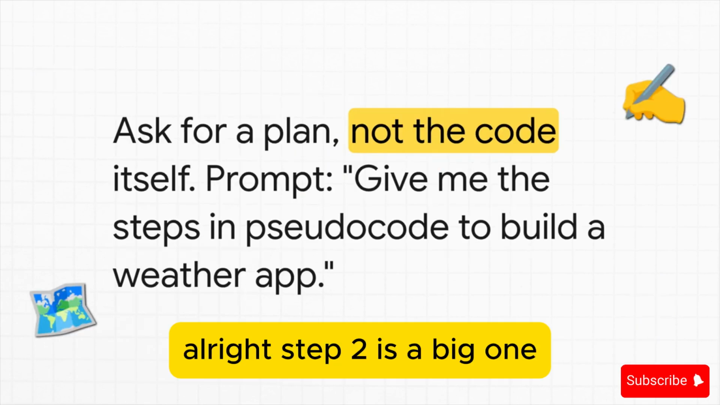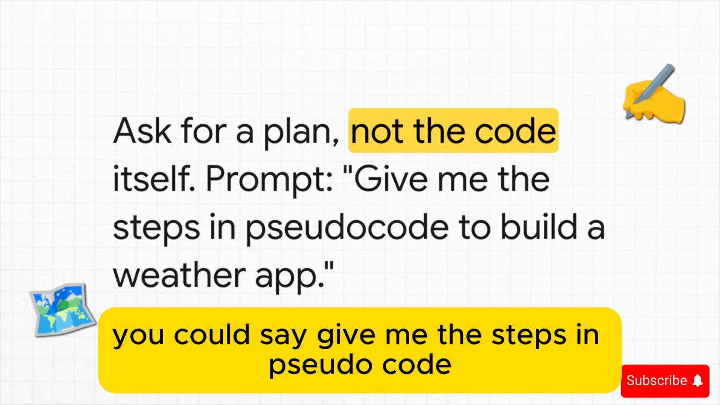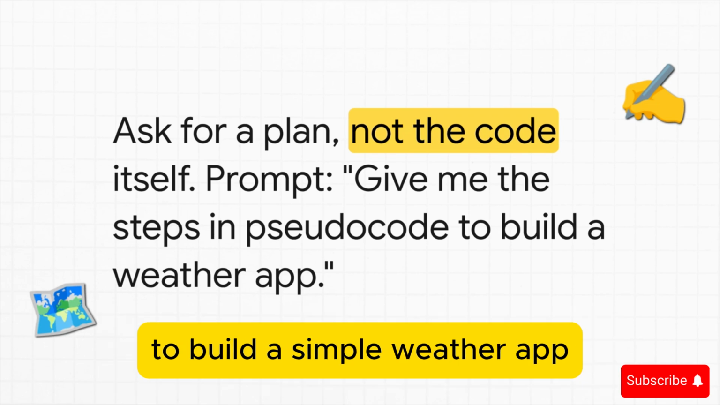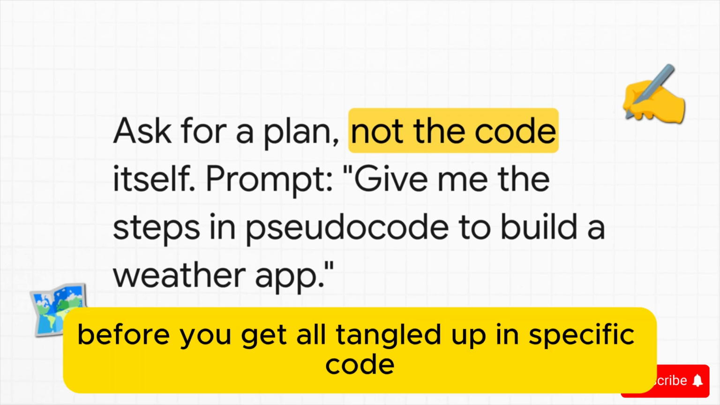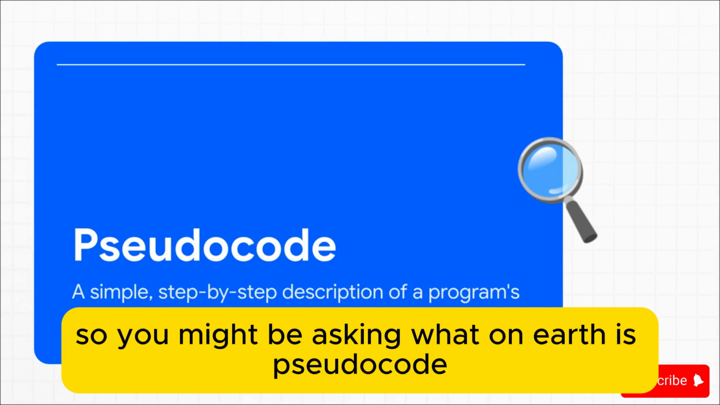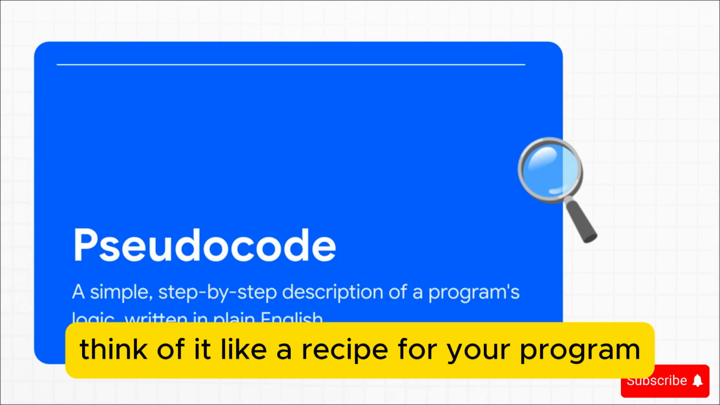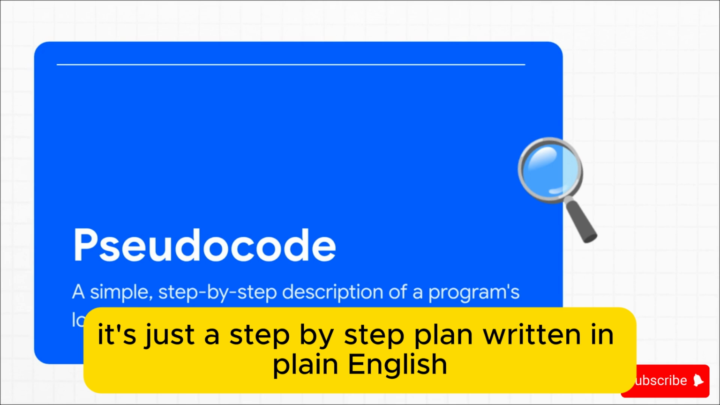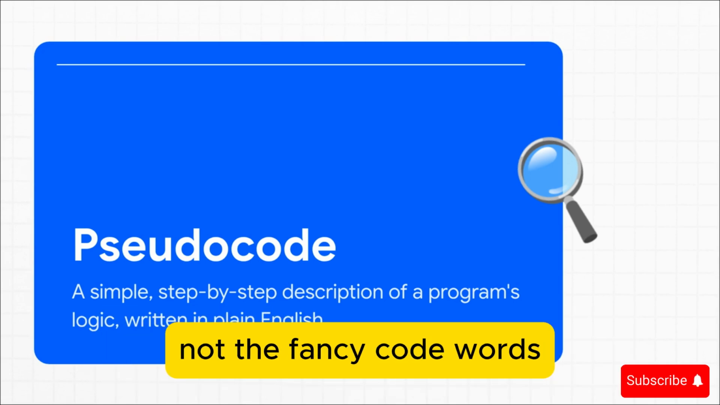All right, step 2 is a big one. Ask for a plan, not the actual code. You could say, give me the steps in pseudocode to build a simple weather app. This is huge because it helps you focus on the logic of how something works before you get all tangled up in specific code. So you might be asking, what on earth is pseudocode? It's actually super simple. Think of it like a recipe for your program. It's just a step-by-step plan written in plain English. It's all about the what to do, not the fancy code words.